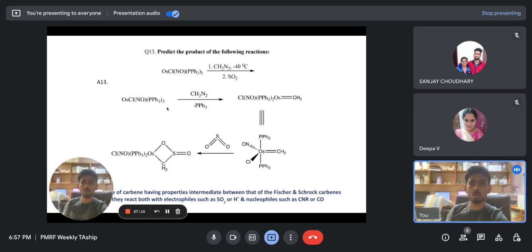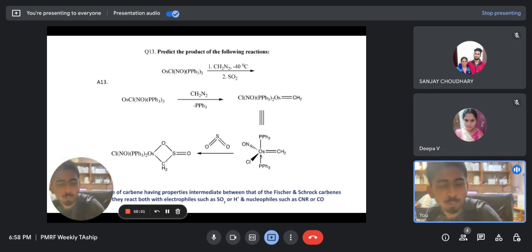So when this OsCl(NO)(PPh3)3 is reacted with diazomethane, with the concomitant release of neutral PPh3, the CH2 will be bound to the osmium, giving Os double bond CH2. This is a special class of carbene which has properties intermediate between the Fischer carbene and Schrock type of carbene. So already in the previous example I have stated how this ClNO(PPh3)2 Os double bond CH2, a special type of carbene, is formed. Note from the crystal structure of this compound, the two PPh3 are trans to one another, and NO and Cl are cis to one another, and Os double bond CH2 is there.